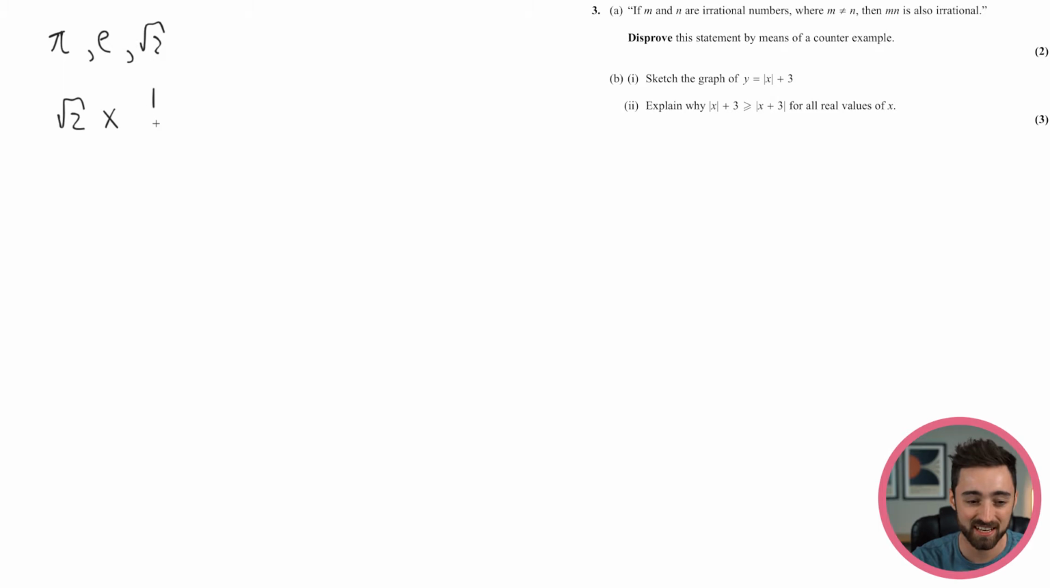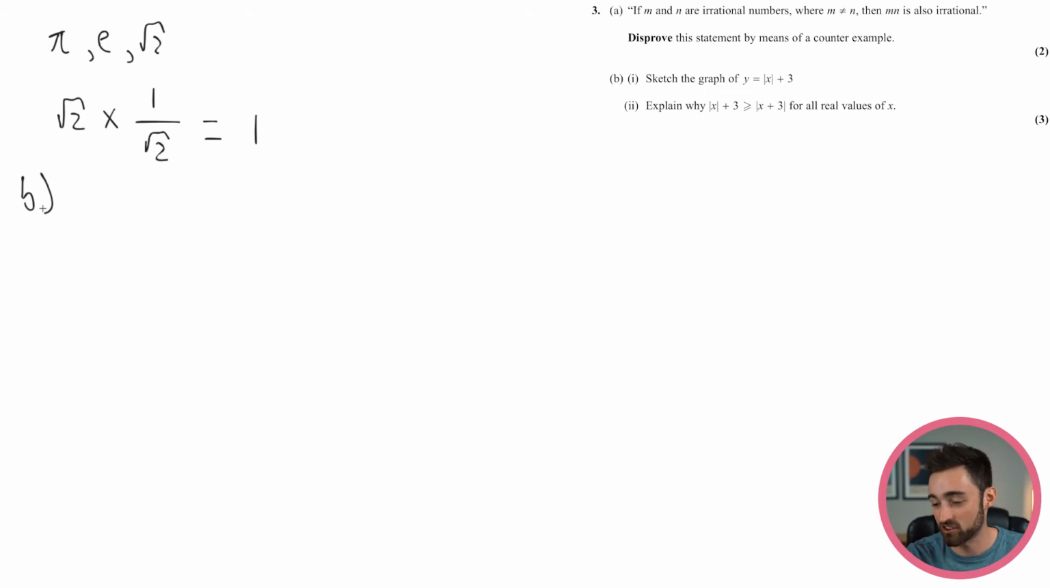What if I just did 1 divided by root 2? This is still an irrational number, and they're not the same. But if I times them together, what's going to happen? Well, the root 2s are going to cancel and I'm just going to get 1. So that's enough there. Both of these are irrational, but when I times them together, it's rational. And that's all you need. You only need one counterexample and you disproved it. So, bit of an easy one.